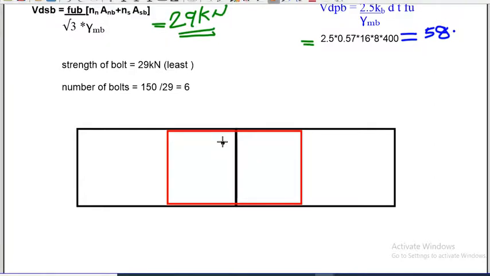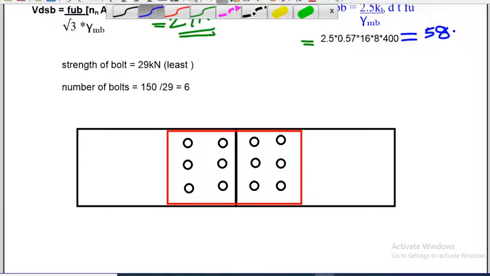So this is the one here. 6 bolts means one can give 1, 2, and 3, in two rows. Same way here also. Same way we need to calculate the pitch and all these things. This total is 200.